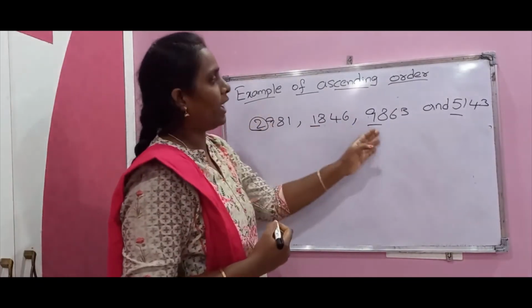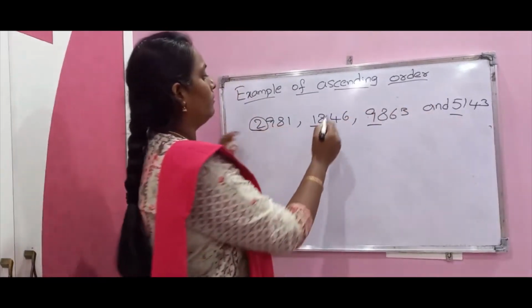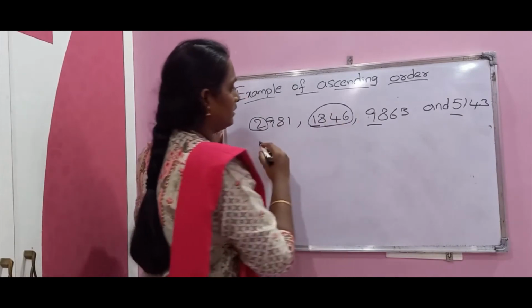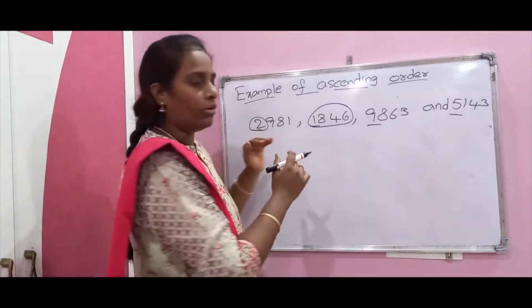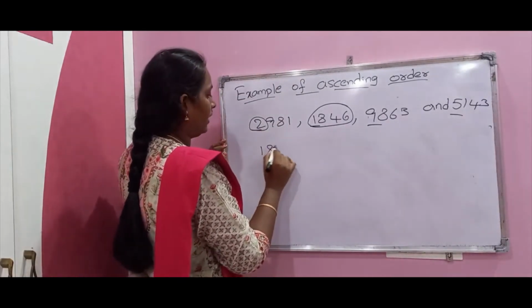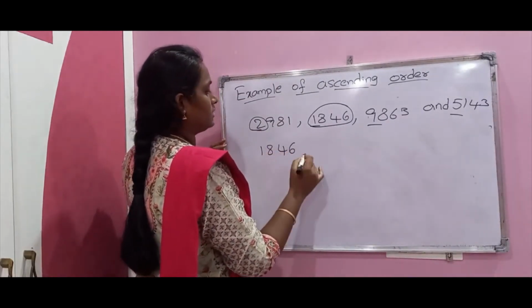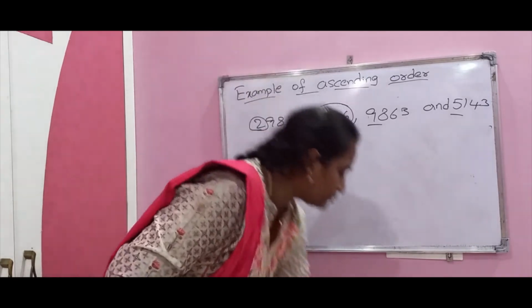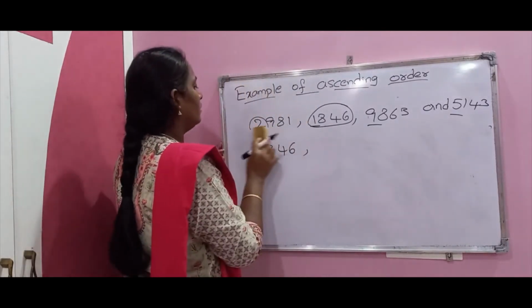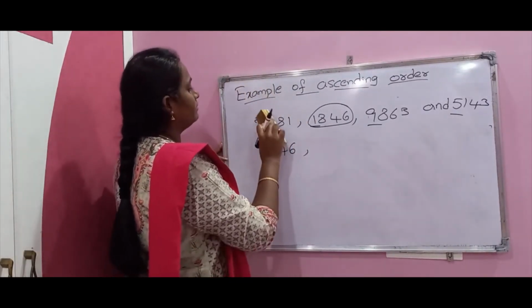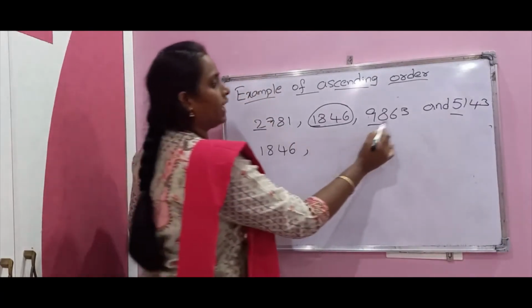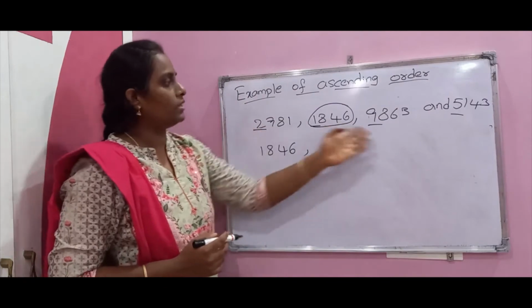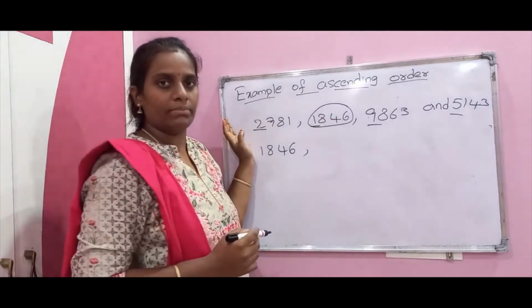Then 2, 9 and 5. So write this number first. Because the smallest number is the first number in the ascending order. 1846. Next. Which is the next smallest number? 2, 9, 5. In these three numbers, which is the first smallest number?